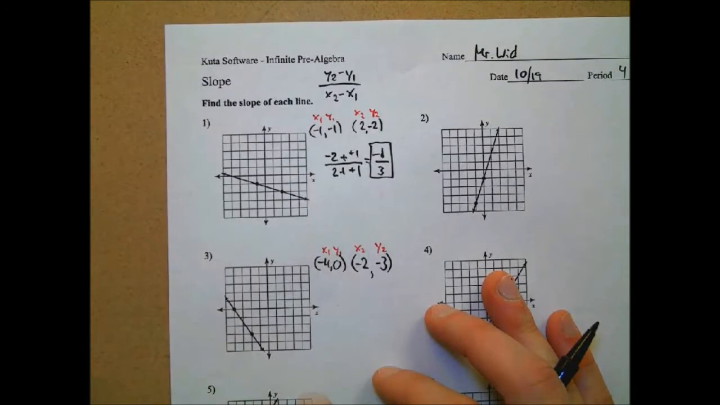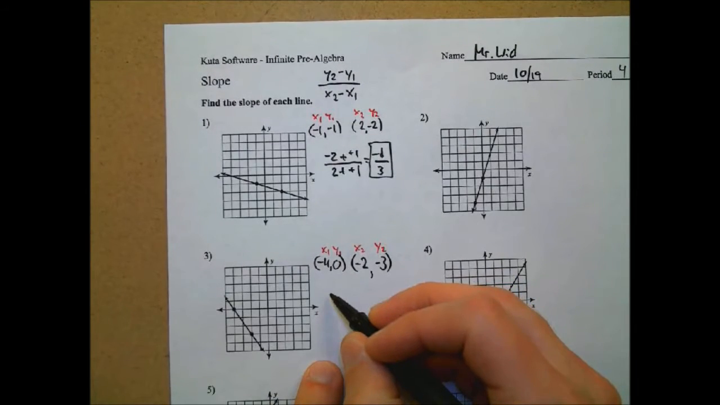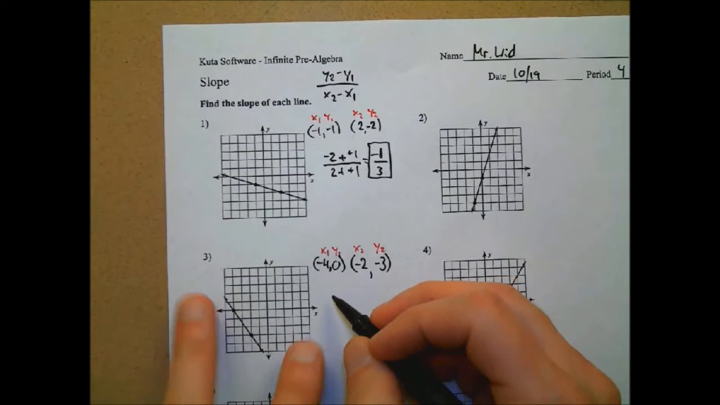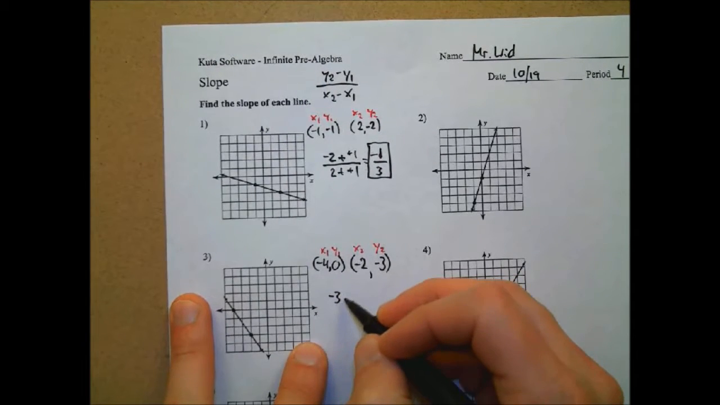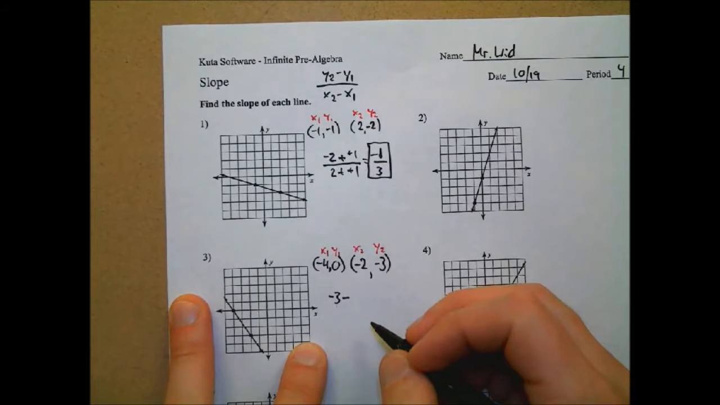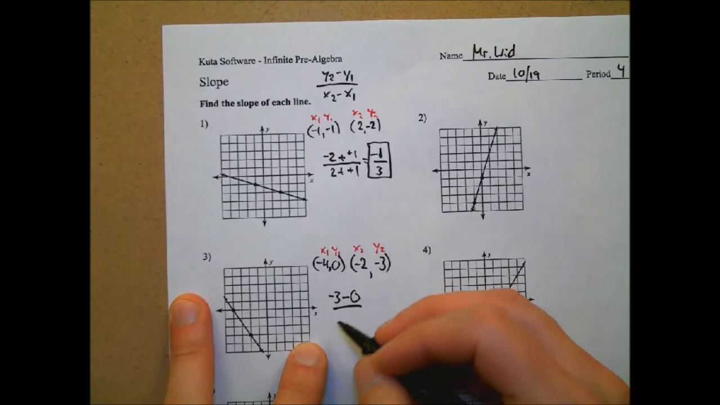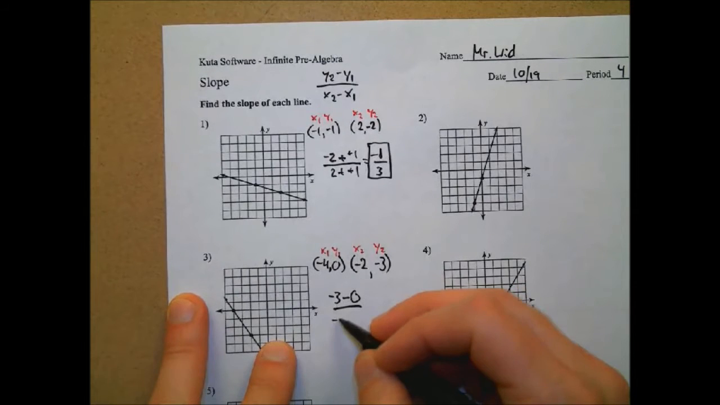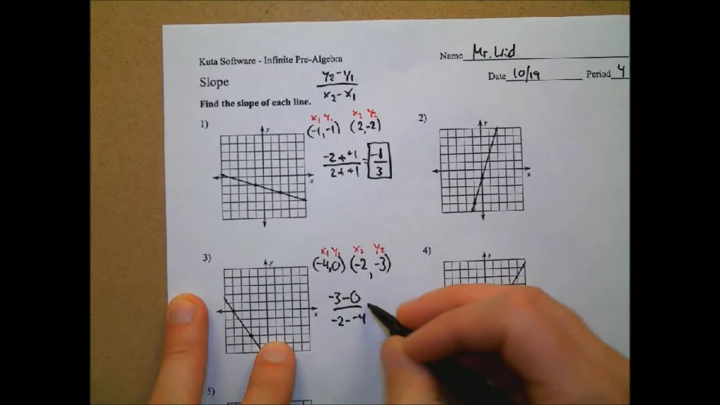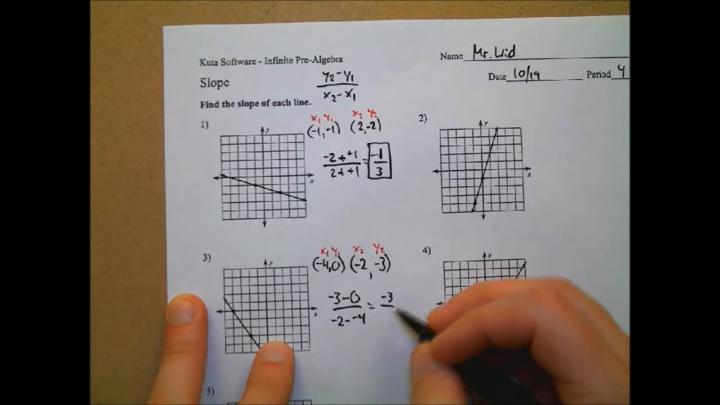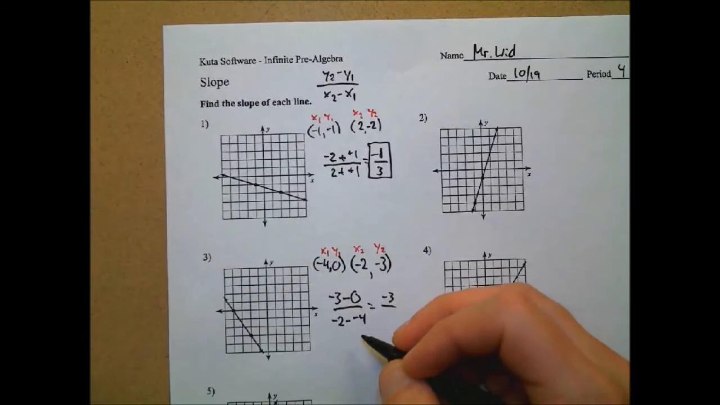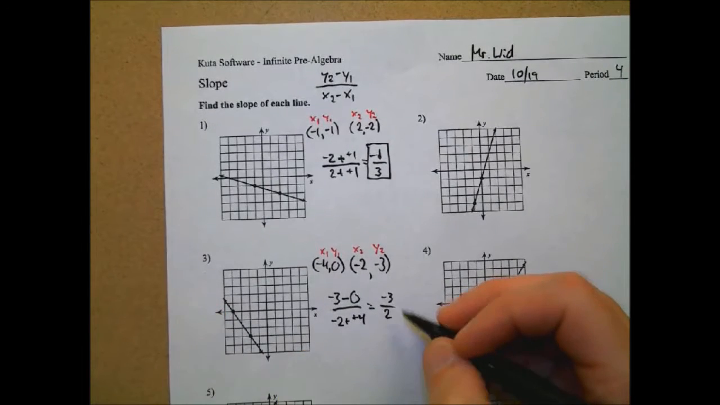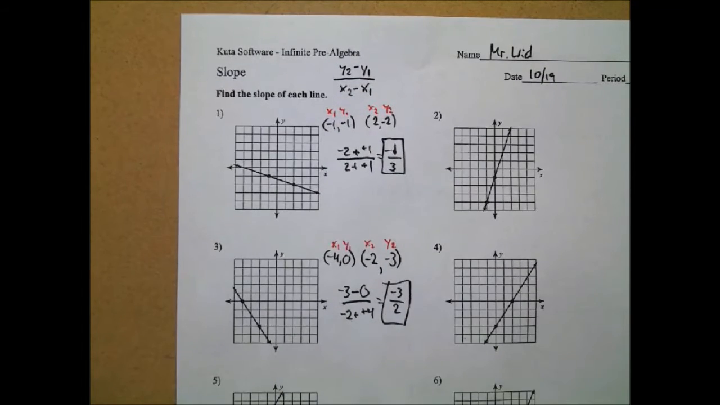What numbers? -2 minus. So careful. We'll start with a y2. What's the y2? Oh, -3. -3 minus 0, over -2 minus -4. Perfect. Good job, Matt. -3 minus 0 is -3. -2 minus -4. Again, I don't like subtracting negatives, so I'm going to make it plus positive. It's the same thing. It leaves me with 2. Okay? So there it is.